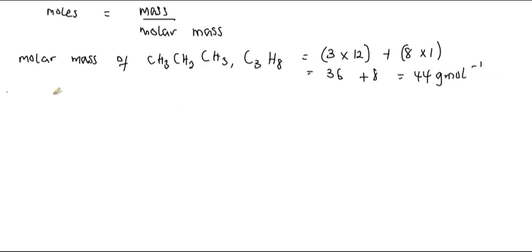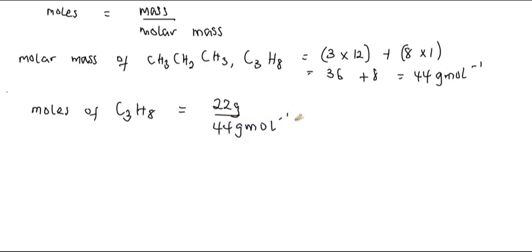So now we've gotten the molar mass of propane, and from the question we are made to understand that the mass of propane is 22 grams. Then we say moles of propane, so I'll just say C3H8 now, equals the mass, 22 grams, divided by 44 grams per mole, and this gives 0.5, the unit moles.